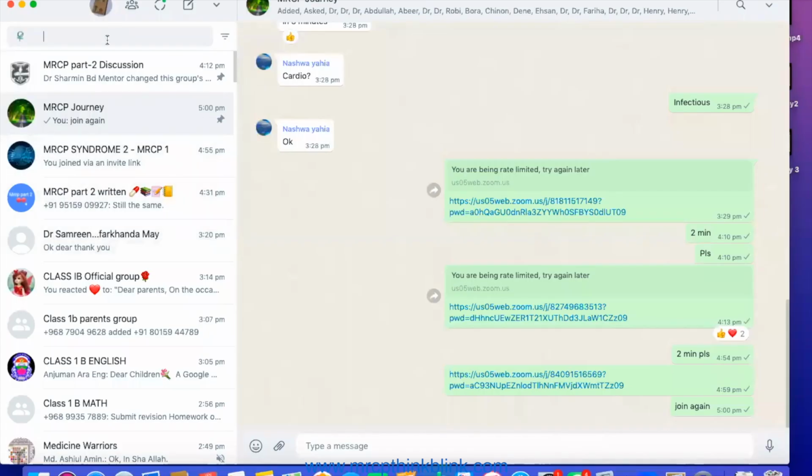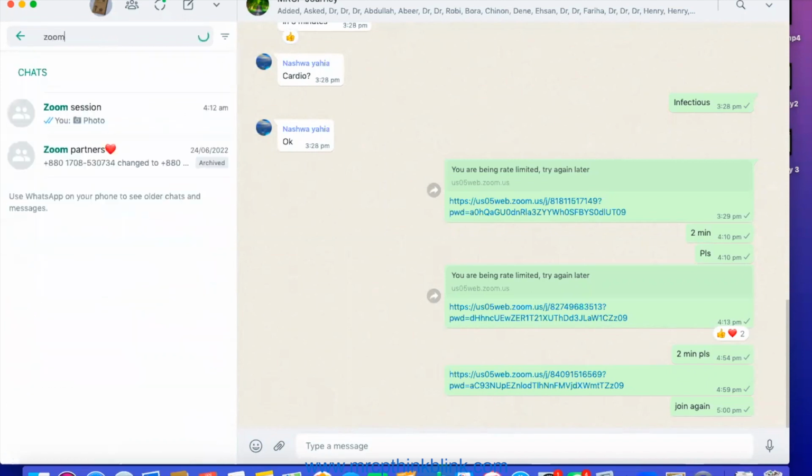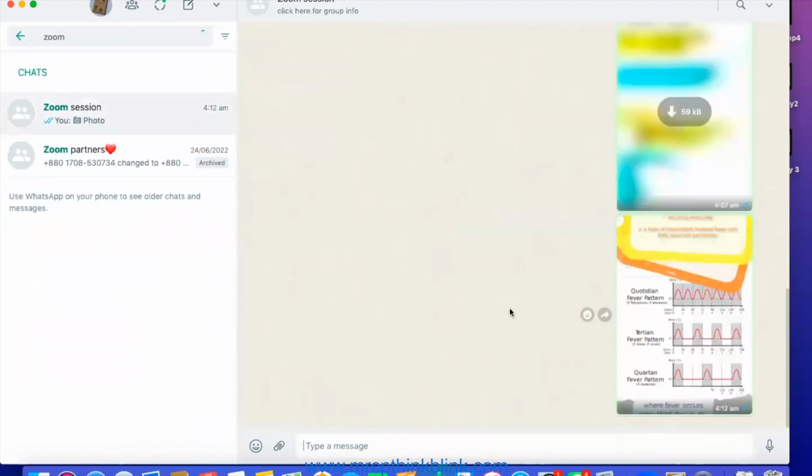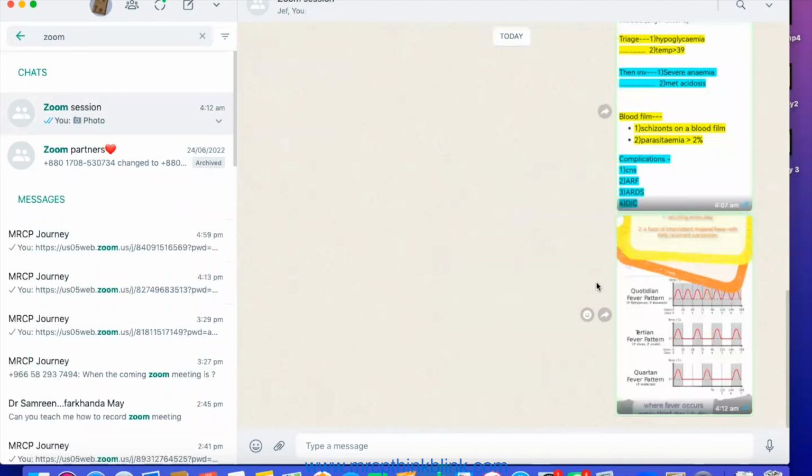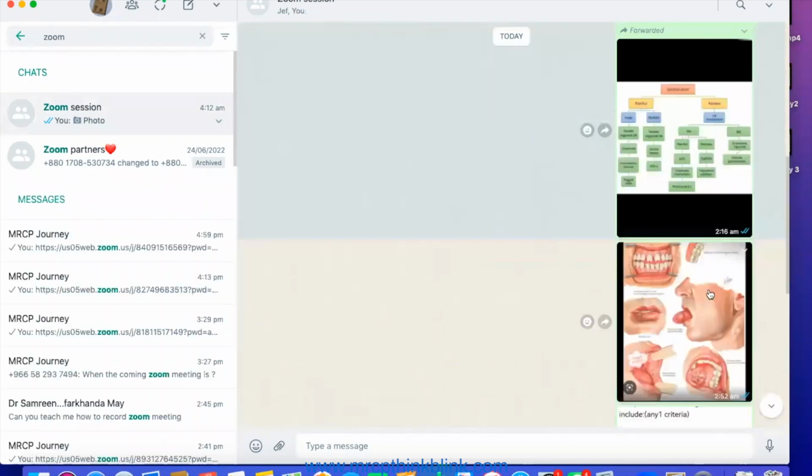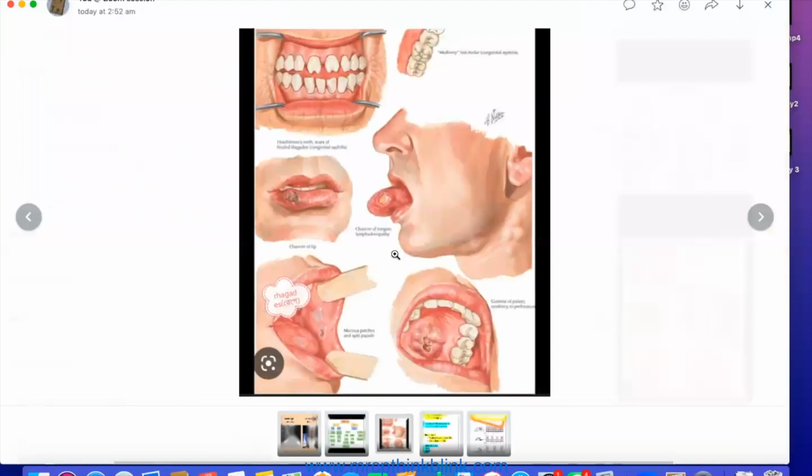I saved one good picture for you guys. So if congenital syphilis, what will you get? You see, these are the incisor teeth. They are blunted. So it's congenital syphilis. These teeth will be blunted. The first molar teeth will have a mulberry appearance. So mulberry first molar, blunted incisor.